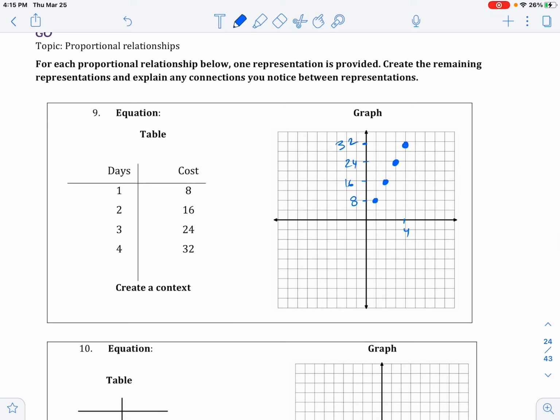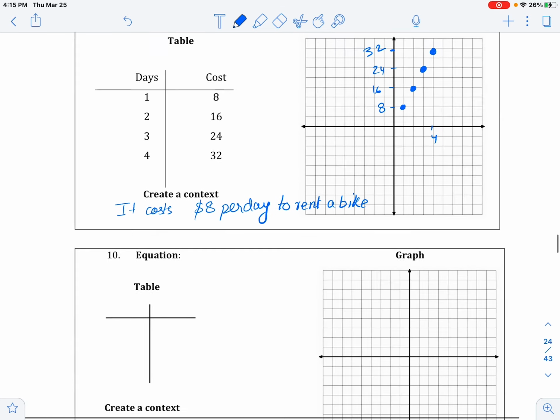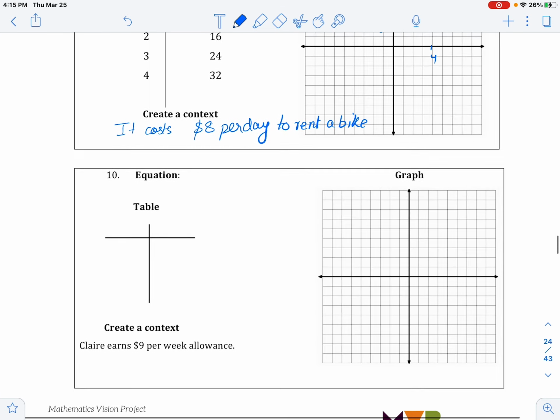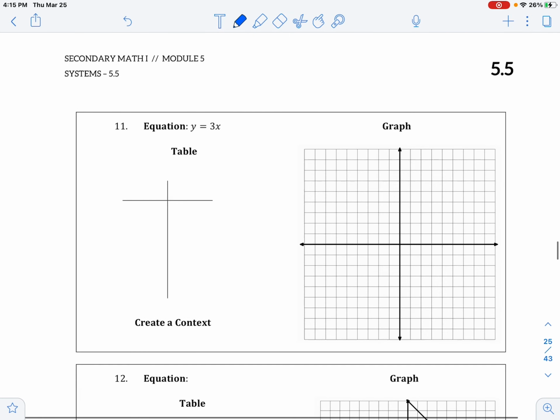It's the cost of something and its number of days. Something each day is costing $8. So we can make that: it costs $8 per day to rent a bike. Anything, make any context, your story, anything. If I go for the same thing, 10, you can create any story, whatever you like to make.